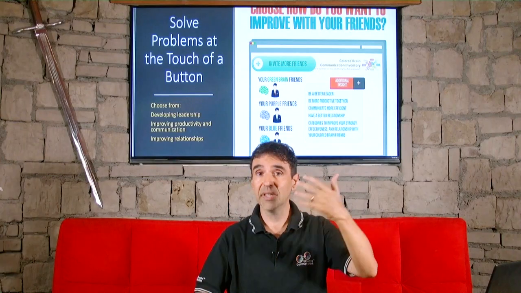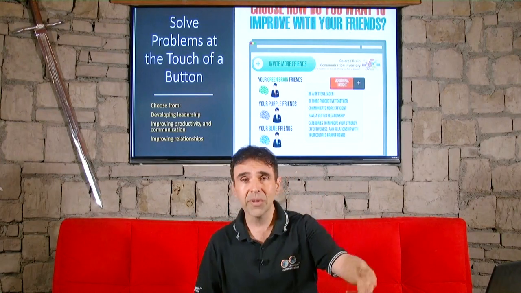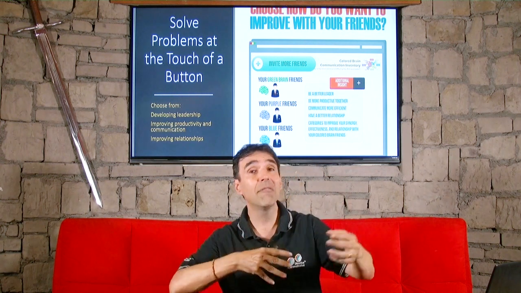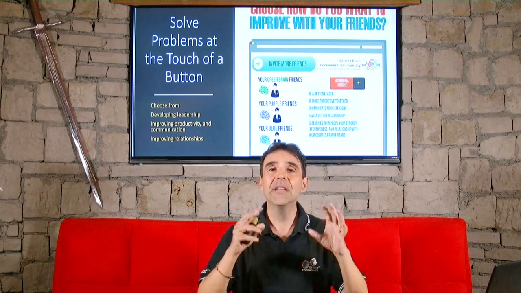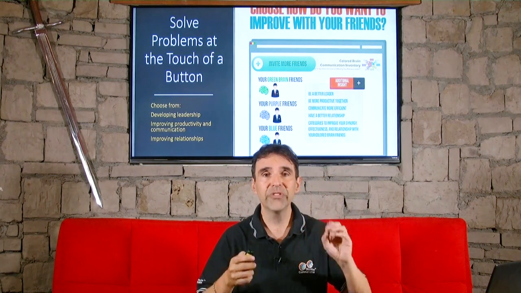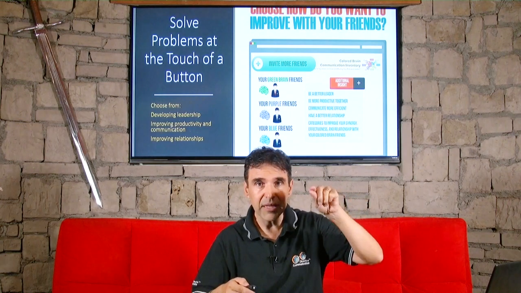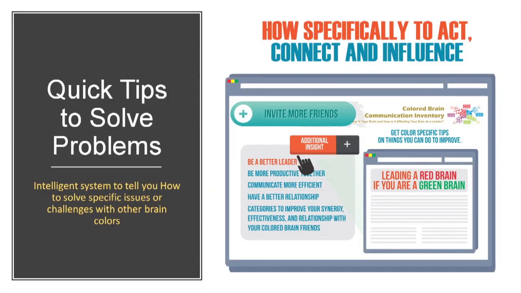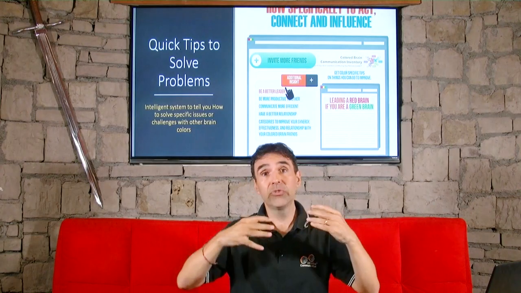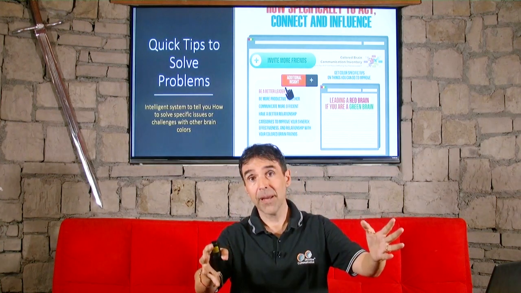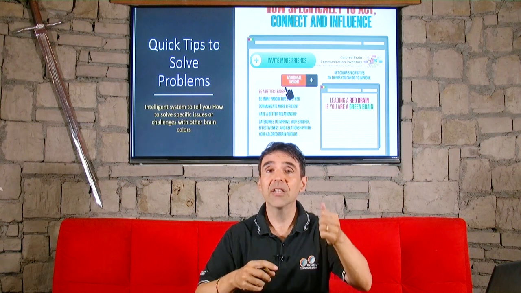So I need to lead somebody better. I need to communicate with somebody more. I need to improve productivity with somebody. I need to have a better relationship with somebody. And it gives me very specific things that I can do. So once I say, okay, I want leadership, then I click on leadership and I go into another little section that gives me a step-by-step way to solve that problem or do that thing. Okay? All at the touch of a button.